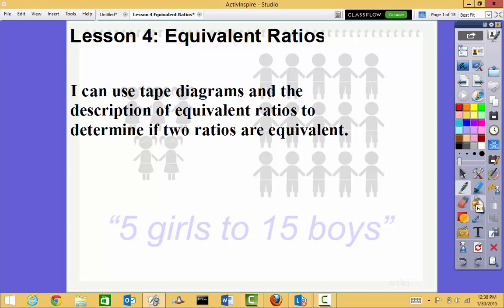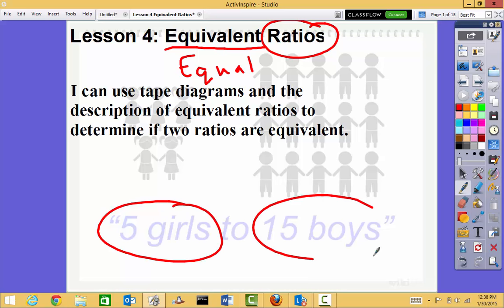So today our lesson is on equivalent ratios. Equivalent meaning equal, being that base word, and ratios being that comparison of two things. So in this example we have behind here, we're comparing 5 boys to 15 girls.